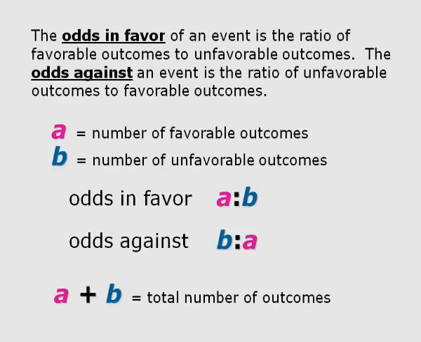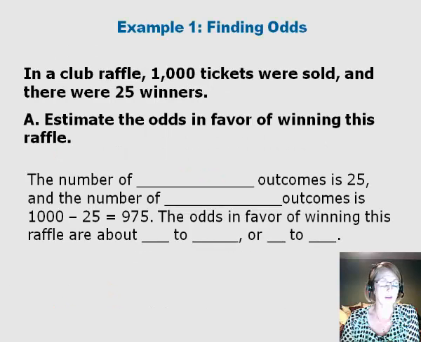Odds in favor of an event is the ratio of favorable outcomes to unfavorable outcomes, whereas the odds against an event is the opposite. It's the ratio of unfavorable to favorable. So if A is the number of favorable outcomes, what we want to happen, and B is the number of things we don't want to happen, the odds in favor are favorable to unfavorable, whereas the odds against are unfavorable to favorable. Now, knowing this, realize that the total number of outcomes is the sum of those two numbers. Let's see how that works out in a couple examples.